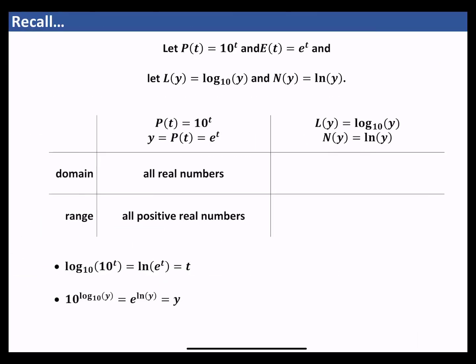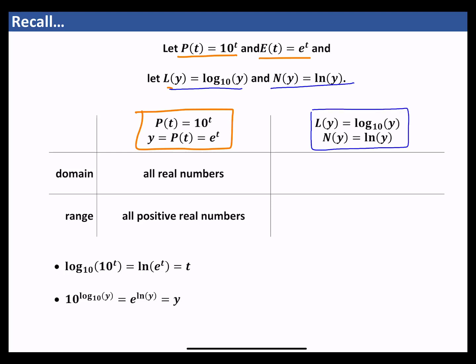Previously, we looked at the exponential functions p of t equals 10 to the t and e of t equals e raised to the t, as well as their inverses, the log base 10 of y and n of y equals the natural log of y. We emphasized that because they are inverses, they say the same thing from two different perspectives. We know t is the power to which we raise either 10 or e, and y is the result of raising either 10 or e to a particular power t.